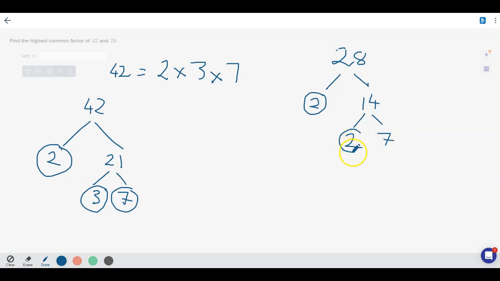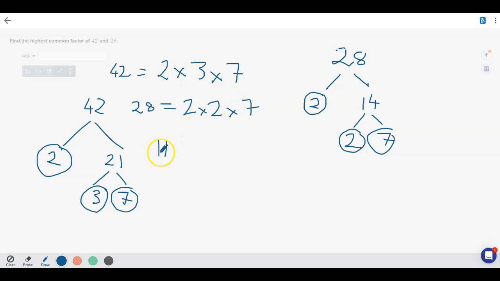And again, both of those are prime, so we don't have to go any further. So the prime factorization of 28 equals 2 times 2 times 7. Now remember, I could technically say 2 to the power of 2 because that's what that shows here, but I really want them in expanded form because it's easy to work with.